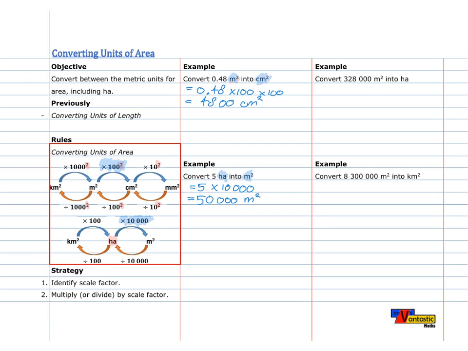And again, we have these in reverse. So convert 328,000 meters squared into hectares. We're now going in reverse. So meters squared to hectares, we're now dividing by this scale factor, which is 10,000. So our answer is 328,000 divided by 10,000. And again, use your calculator should you need to. I'm simply going to move decimal places. So 1, 2, 3, 4 zeros. So my answer is going to be 32.8 hectares.